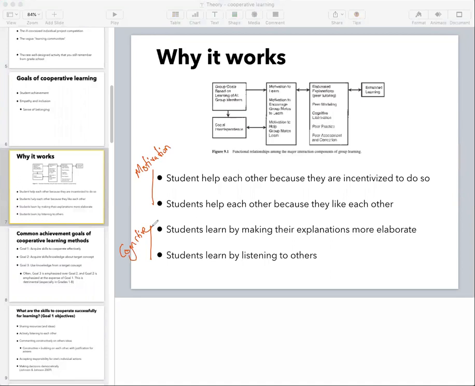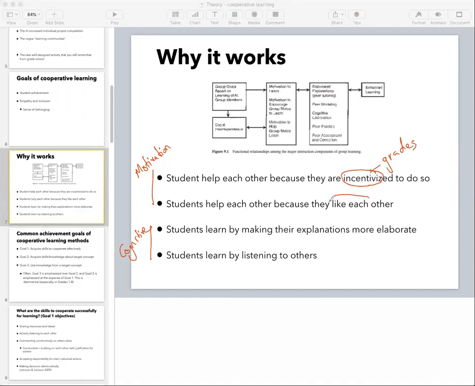The first of them says that students help each other because, well, we incentivize them to do so, right? And these incentives can be things like grades. Well, that seems like it should work. There's the second theory that actually students are helping each other not just because of the grades, but because they like each other. And so in this case, the goal of designing cooperative learning is incentives.